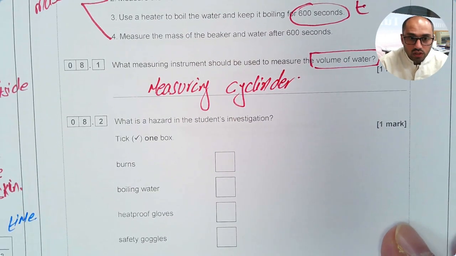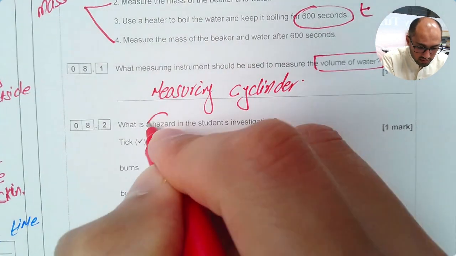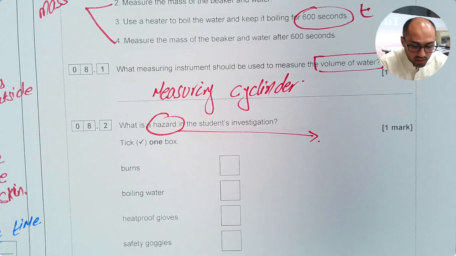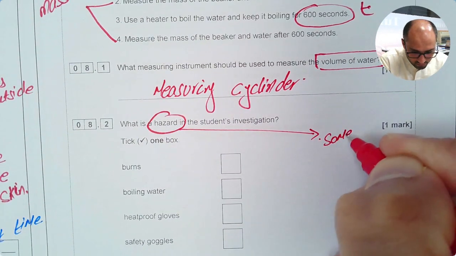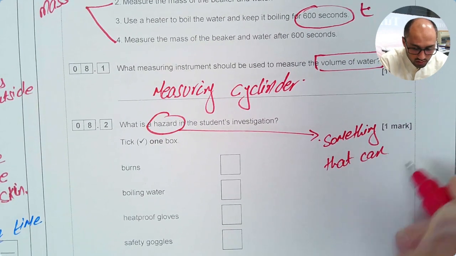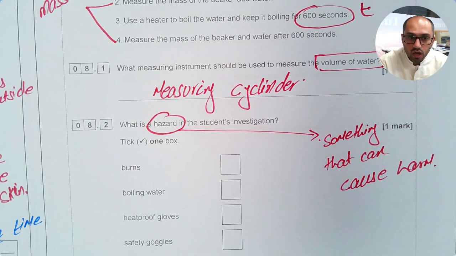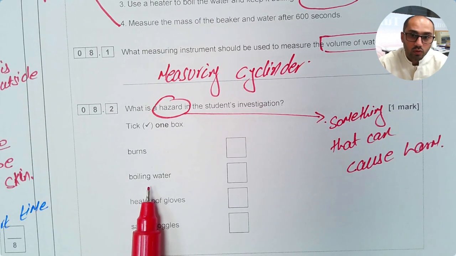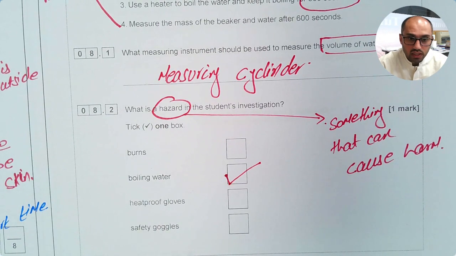Next part says what is a hazard in the student's investigation. So first thing is we have to remind ourselves, what do we mean by the word hazard here? So hazard is something that can cause harm. They've given us 4 options. Burns, it's not something that can harm. Boiling water. Boiling water is something that can cause harm because if it drops on you, it can burn your skin.